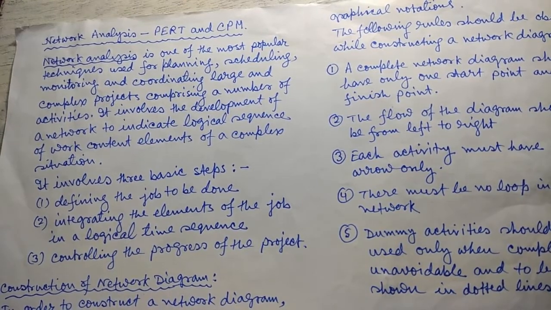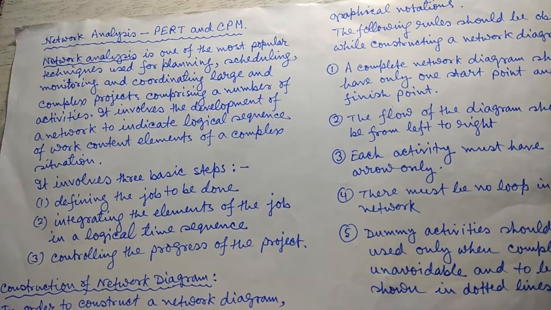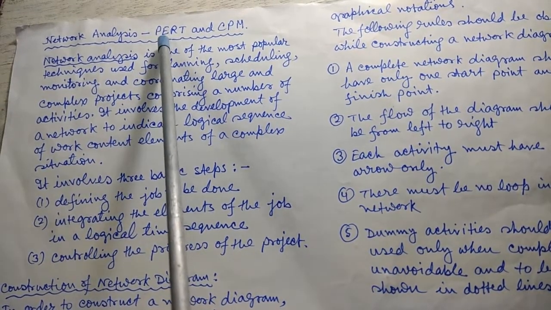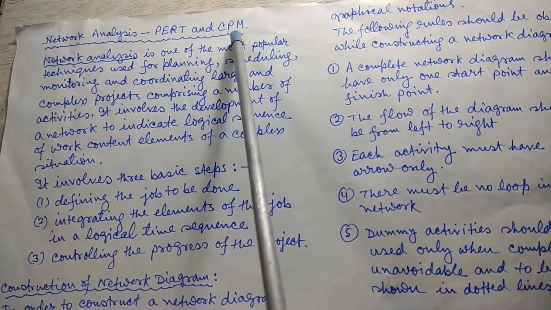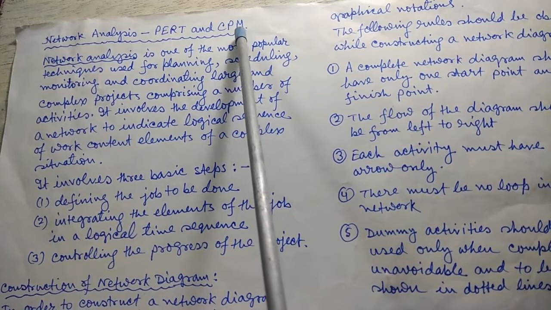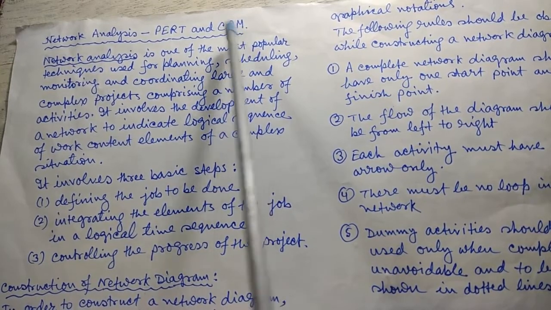It includes PERT and CPM. PERT means Program Evaluation and Review Technique, and CPM, that is Critical Path Method. Now, what is a network analysis?